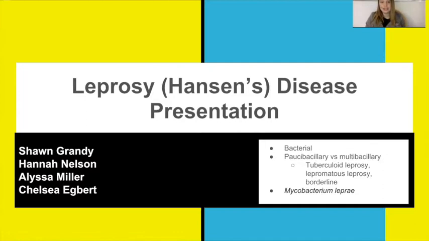So leprosy or Hansen's disease is a bacterial disease. It's known under two major types, paucibacillary and multibacillary, also known as tuberculoid or lepromatous. And those will be talked about more in etiology. The bacterium is called Mycobacterium leprae, Mycobacterium being the genus and leprae being the species.